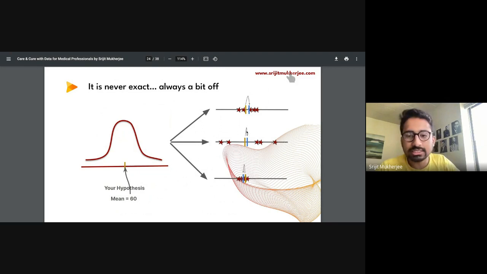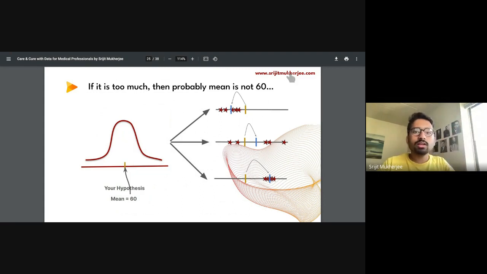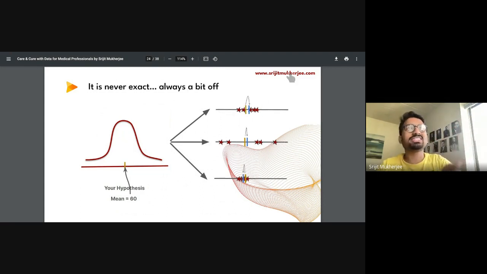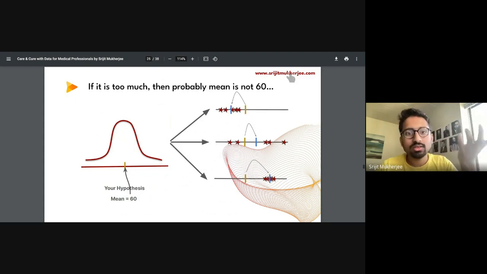Observe that the actual mean is 60, but the sample mean, denoted by blue, can be a bit off. It cannot be exactly equal. It can always be a bit off, sometimes greater, sometimes smaller. So it can happen by chance. It can be 60.3, and that happens by chance. But if the sample is too much of a difference, there's probably something going on in the actual population, okay?